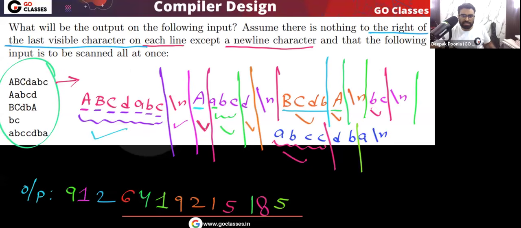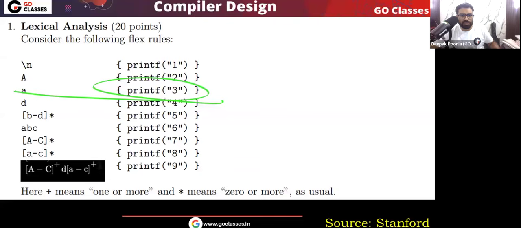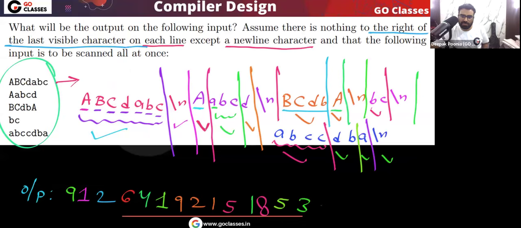After that, there is a small a and new line. Now this is very easy. For the new line, token 1 will be generated, and for small a, token 3 will be generated. This is your output. That's it. I hope you understood. Is this clear? This was another variation. I hope you understood this.